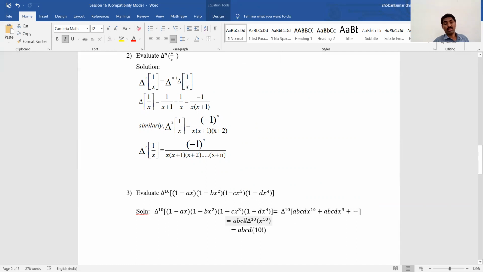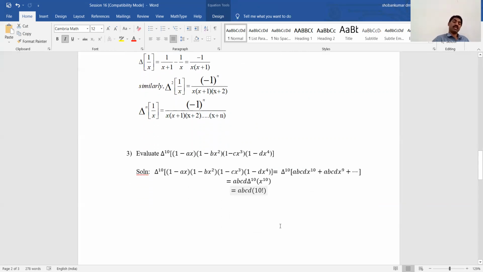Here this is a naught, the coefficient, into h, where h is 1, and n factorial, where n is equal to 10. Therefore, the answer is a, b, c, d into 10 factorial. This is the required result.